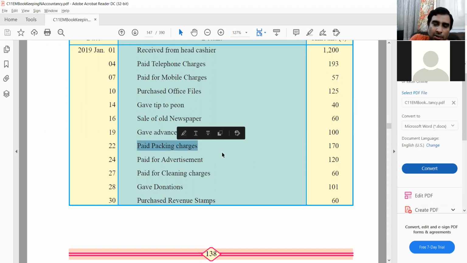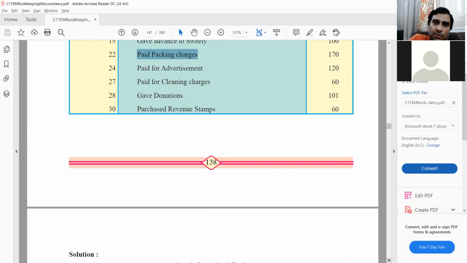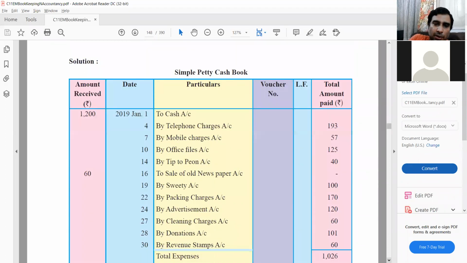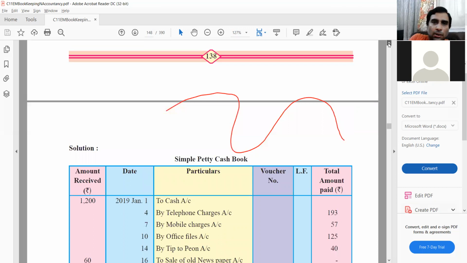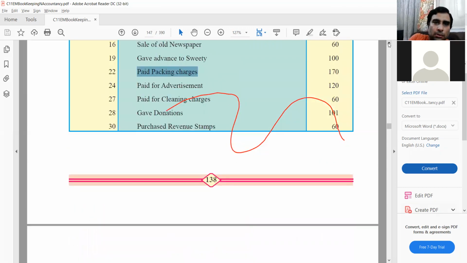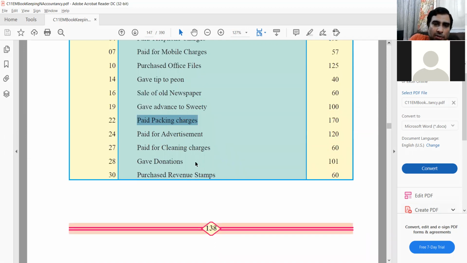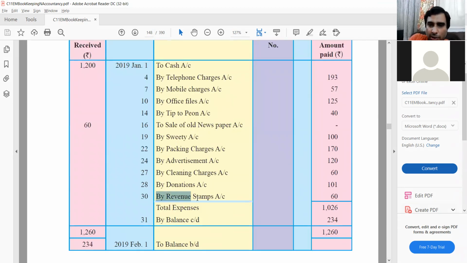Paid packaging charges. So if you see here, there is packaging charges. Paid for advertisement, so you say advertisement. Paid for cleaning charges, cleaning charges, right? So to donate, buy donations. Now technically, yeah, donations is fine. Then gave donations, purchase revenue stamp. So that is postage and stationery. So buy revenue stamps 60. So total expenses, you add all this up on the last day of the month, 1026.